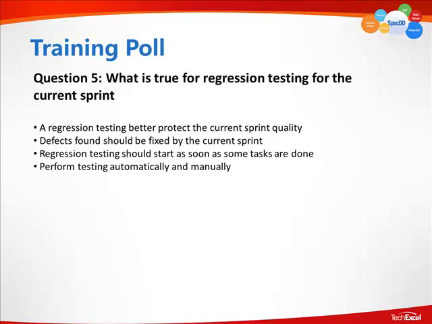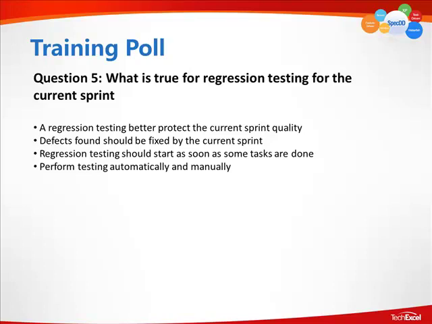Okay. So the first answer choice, regression testing better protects the current sprint quality. It's a little iffy, because regression testing may not occur right when the sprint finishes. Now, most may think this, right? Most people consider regression testing when this sprint is done, boom, I'm starting my regression testing right away. But that's not always the case. Regression testing may be 1 or even 2 cycles later, or even more.